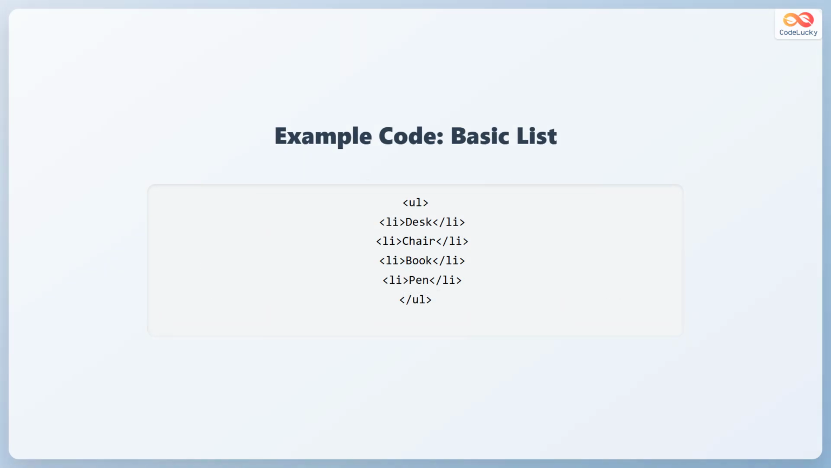Unordered lists display items with bullet points. Use the open OL tag to start the list and the close OL tag to end it. Each list item uses the open LI tag and close LI tag around the text.